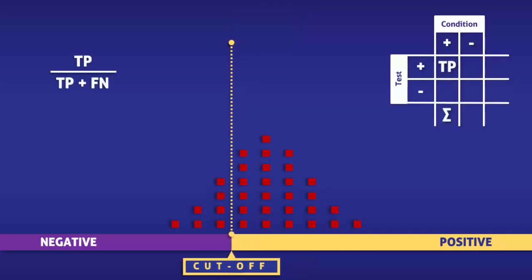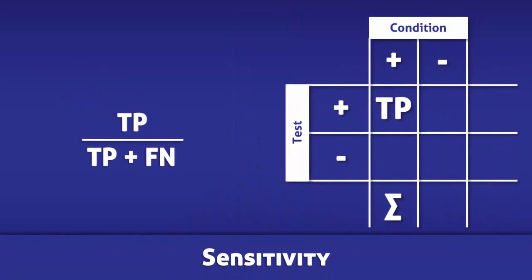To recap, sensitivity is the ability of a test to detect a disease or condition, and it is calculated by dividing the number of true positives by the total number of people with the condition.